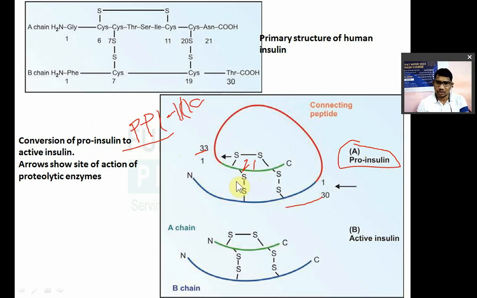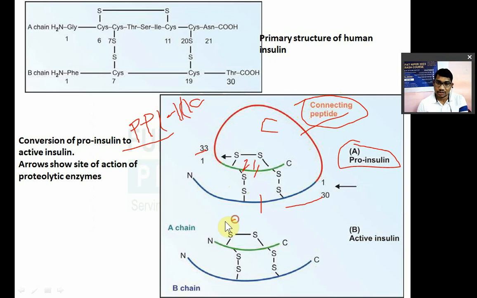Now pro insulin has 3 chains of peptide. This green chain is known as A chain, this blue chain is known as B chain, and this red chain is known as C chain. C chain is also known as a connecting peptide. So A and B chain are connected by C chain in a pro insulin. Now after the modification, this C chain is removed and you will get your insulin.